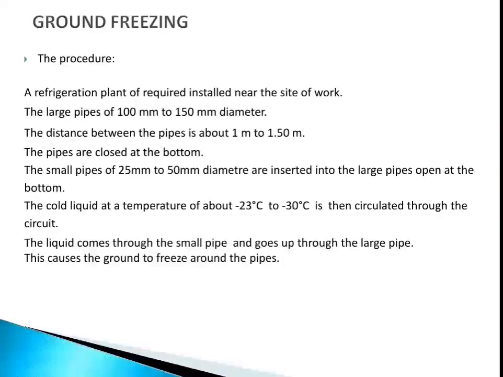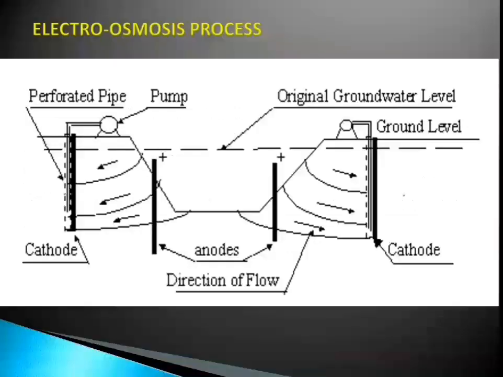The cold liquid at a temperature of about minus 23 degrees Celsius to minus 30 degrees Celsius is then circulated through the circuit. The liquid comes through the small pipe and goes up through the large pipe. This causes the ground to freeze around the pipes.